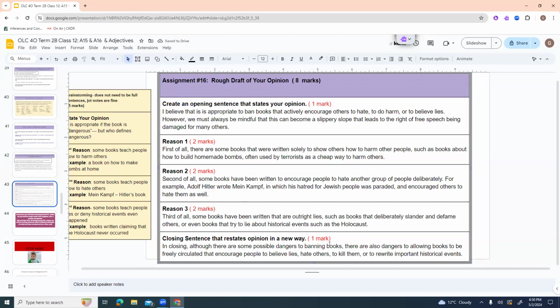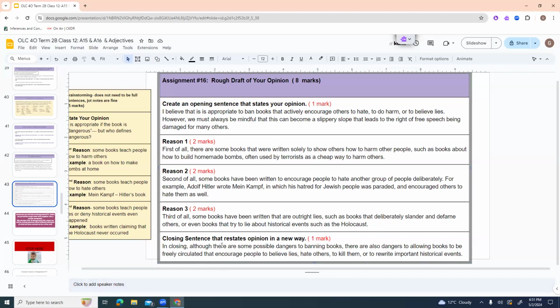This is where you have to restate your opinion in a new way. And I will talk about this a little bit more tomorrow, but just quickly here. In closing, although there are some possible dangers to banning books, there are also dangers to allowing books to be freely circulated that encourage people to believe lies, hate others, to kill them, or to rewrite important historical events. So essentially, I'm restating my opening sentence and I'm briefly mentioning my 3 reasons here. Okay. So that's a very common way to do a closing sentence.